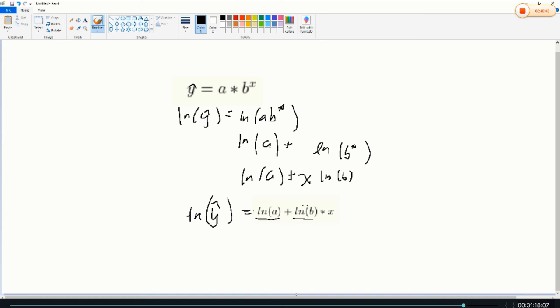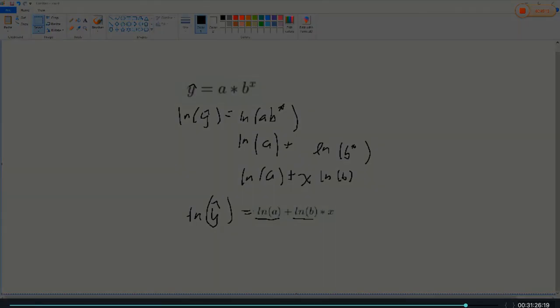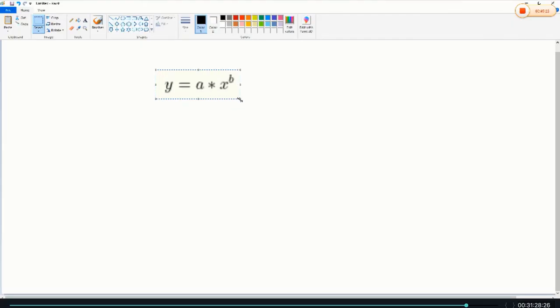Now, let's look at how you transform a power model. A power model is in the form of y-hat equals a times x to the power of b. So slightly different from the exponential model. Instead of b to the power of x, it's x to the power of b. Don't forget your hat. Similar to the exponential model, you're going to want to take the natural logarithm of both sides, and the process is the same, so I'm just going to cut to what the equation should be.